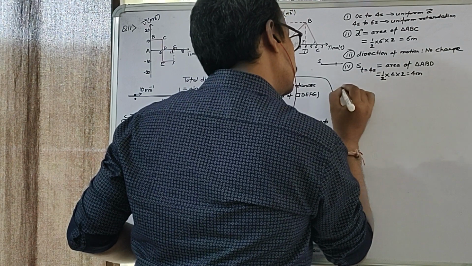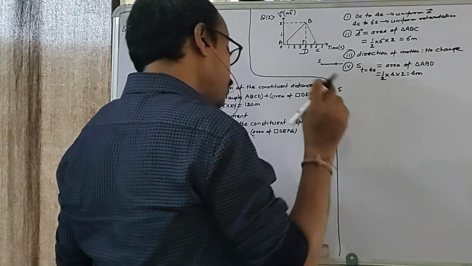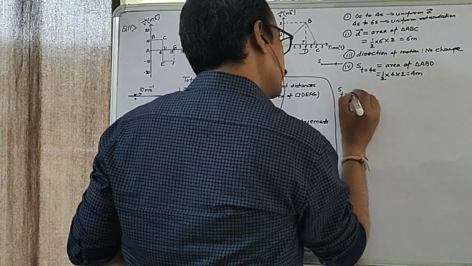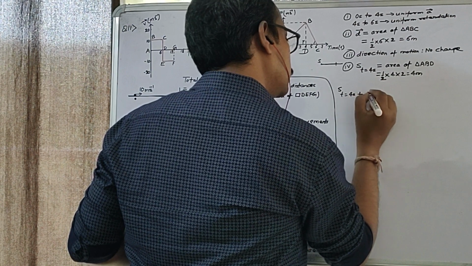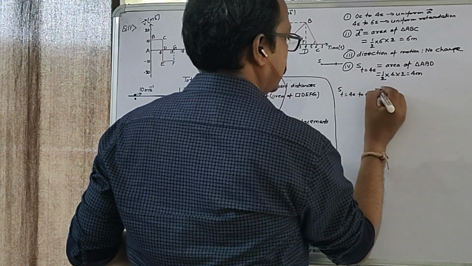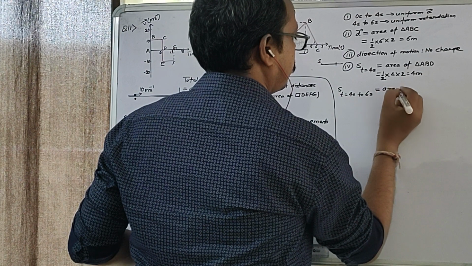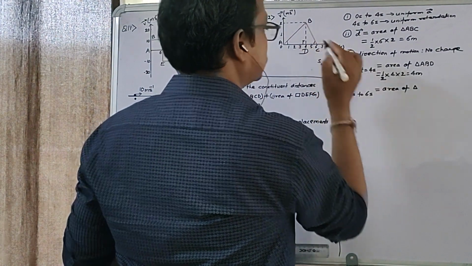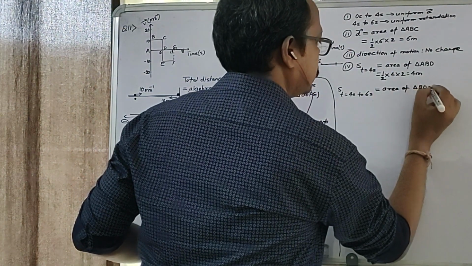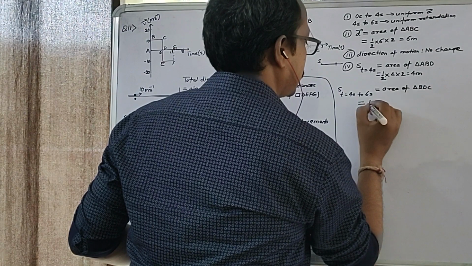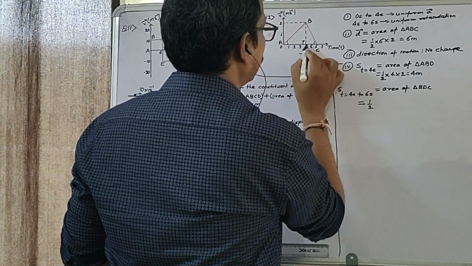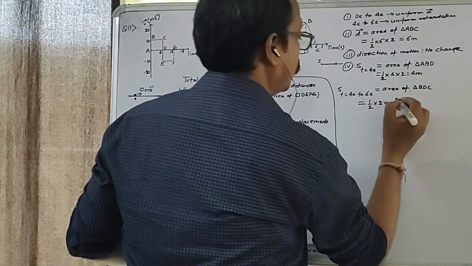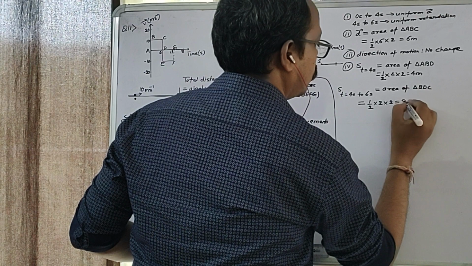And what is the distance covered from 4 to 6 seconds? Distance covered from t equal to 4 second to 6 second. What is the distance? That is again the area of right angle triangle BDC. It is half. What is the base? 4 to 6, it will give you 2. And what is the height? Height is 2. So it is coming 2 meter.